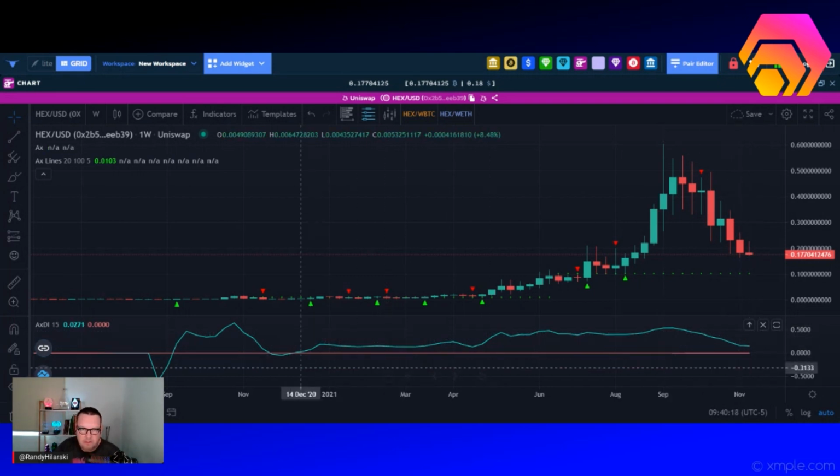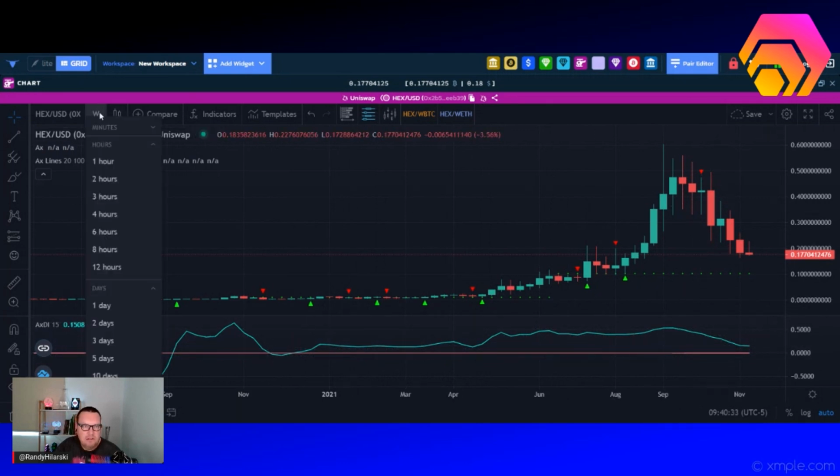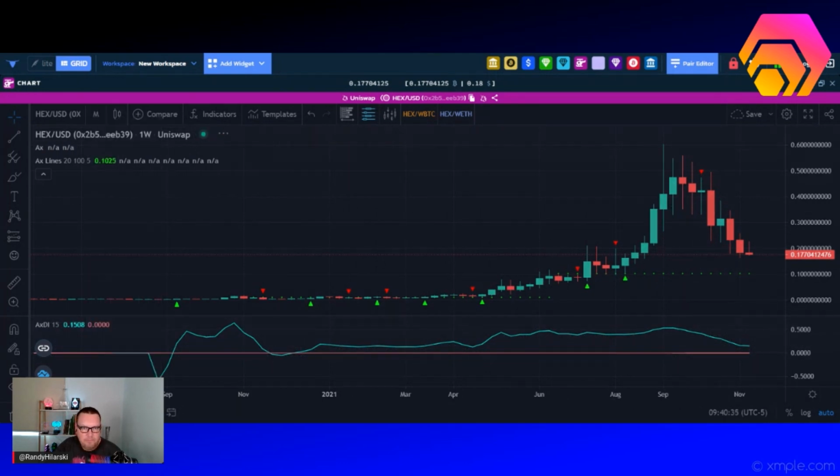The last time on the weekly that we were below it was 7 December 2020. That was right after Big Payday. So we've been bullish with the DI on the weekly ever since, which looks really good. Now let's go to the last one, the monthly chart.